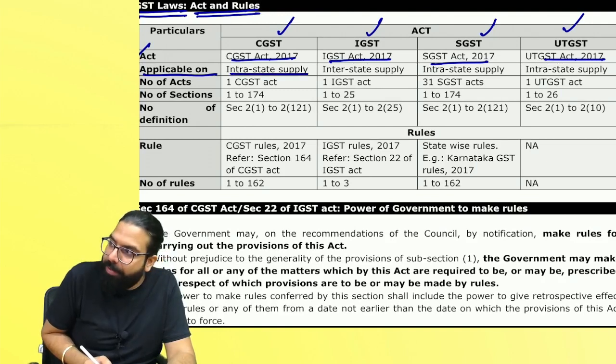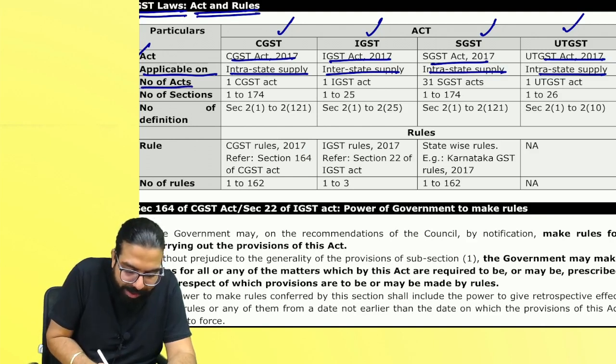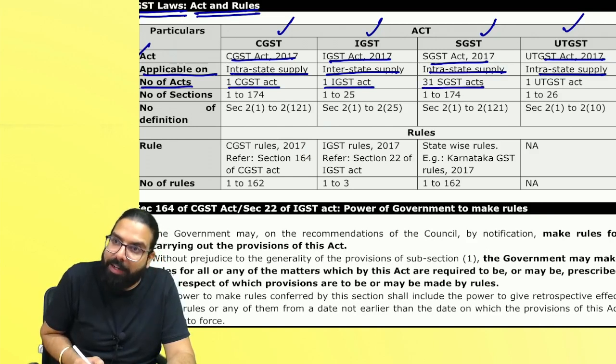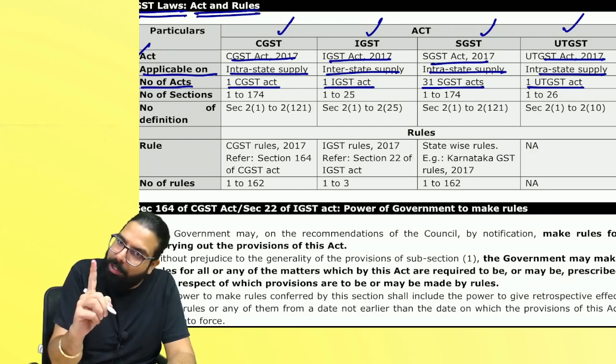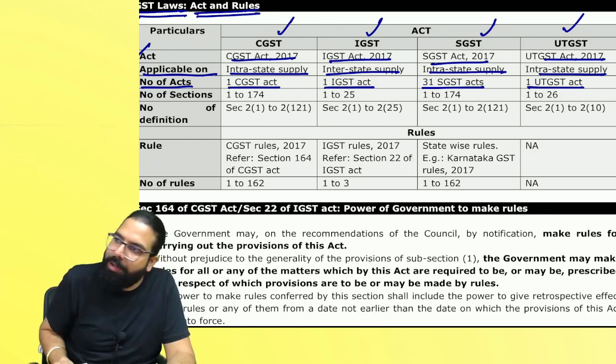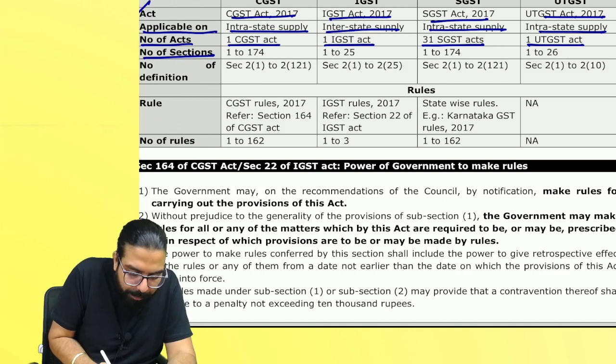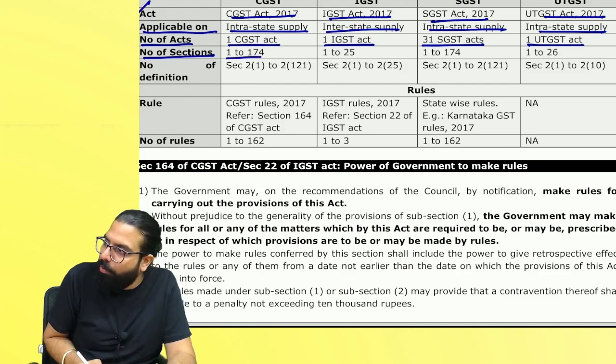CGST is applicable on intra. This is applicable on inter. SGST and UTGST is applicable on intra. Number of act one. How many IGST Act? One. SGST, how many states have an SGST Act? 31. For UT there is only one UTGST Act which is applicable to all the union territories. Number of sections, 1 to 174 sections we are going to learn.